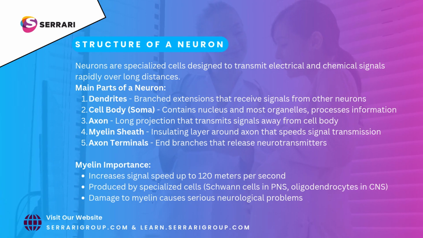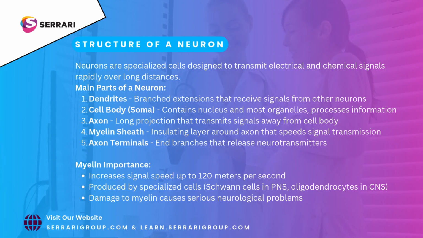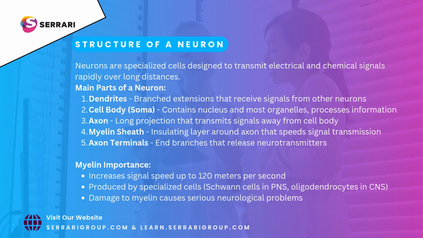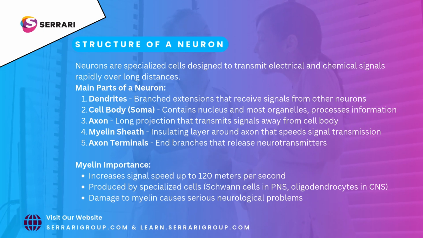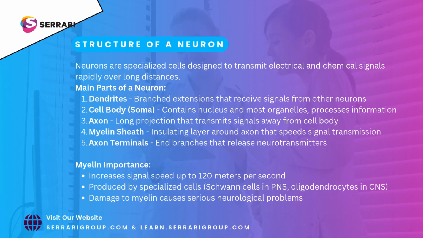Myelin importance. It increases signal speed up to 120 meters per second. It is produced by specialized cells: Schwann cells in the PNS and oligodendrocytes in the CNS. Damage to myelin causes serious neurological problems.